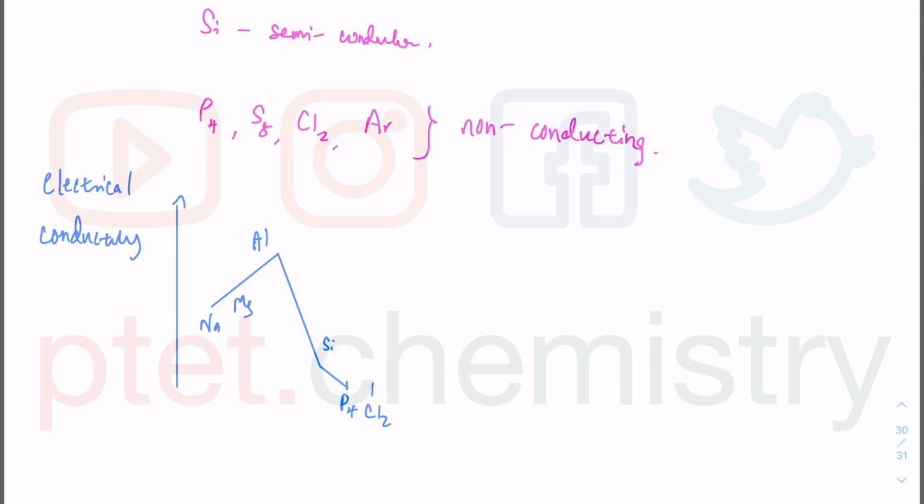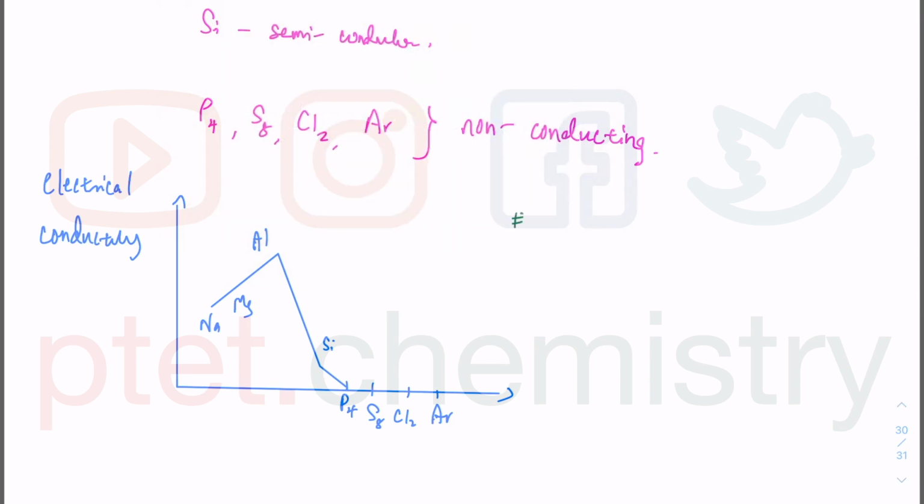P4, Cl2. What else can I say? S8, P4 and then S8 and then Cl2 and then argon. So they are non-conducting at all. So let's have a look at the options.